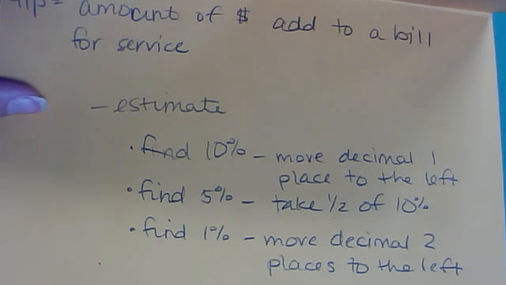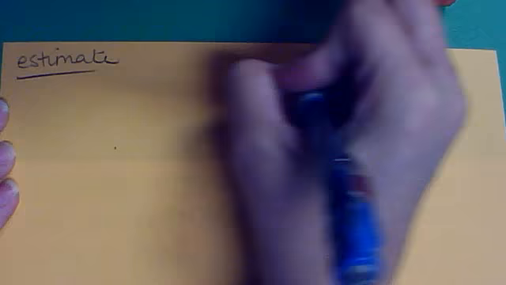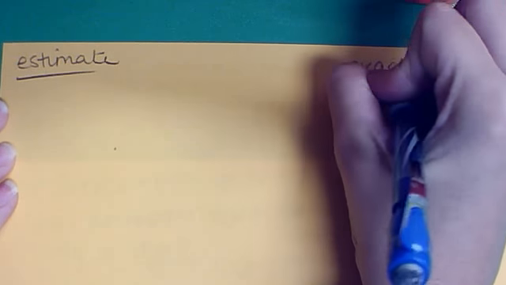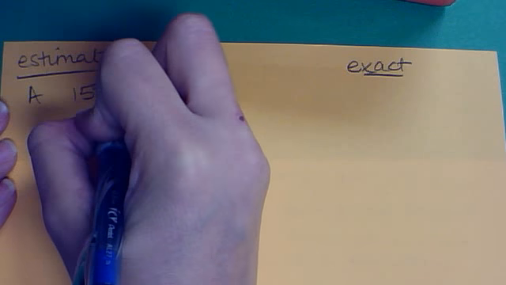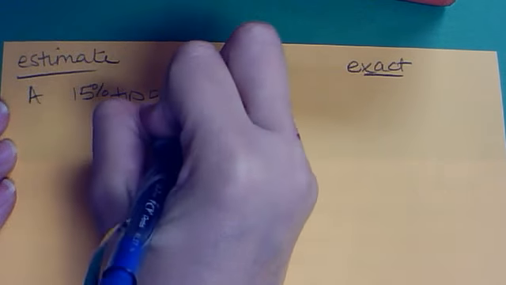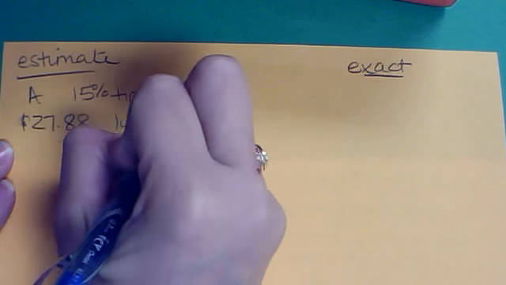And we use that to estimate tip and sales tax. Let's look at some examples of that. The first one, in this category we're going to estimate. In the other category we're going to find the exact amount. To estimate a 15% tip on a $27.88 lunch is what we want to do.